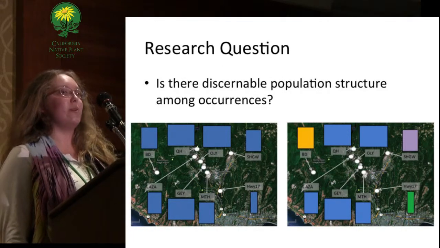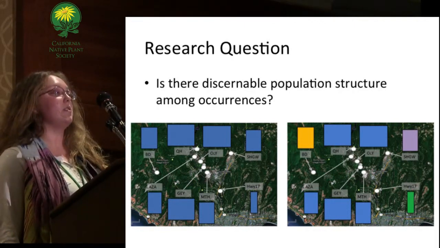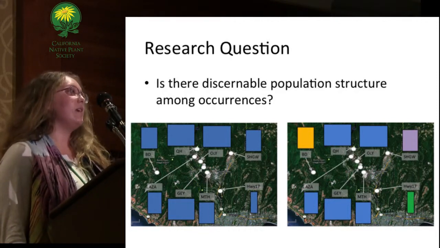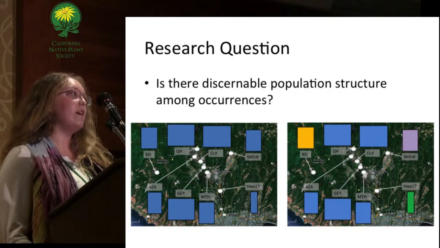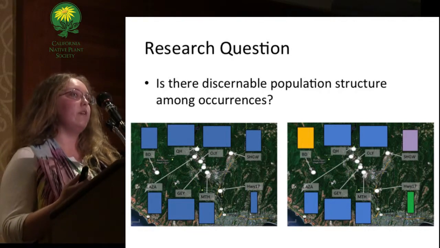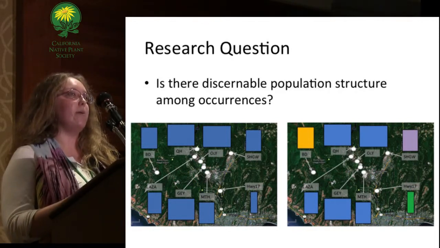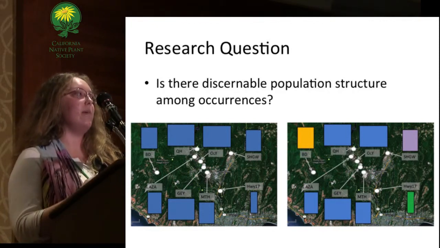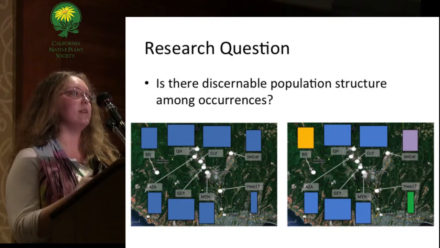So back to the original research question. Is there discernible population structure among these occurrences? Ultimately, we came to the answer that yes, there probably is, but not as much as we might expect. So what we think the mechanism for this is that the mating system is preventing individuals that are closely related from mating with one another within the population. Since they have those 6 alleles, it's harder for them to find mates within their own populations and harder for their self-pollinations to be successful.